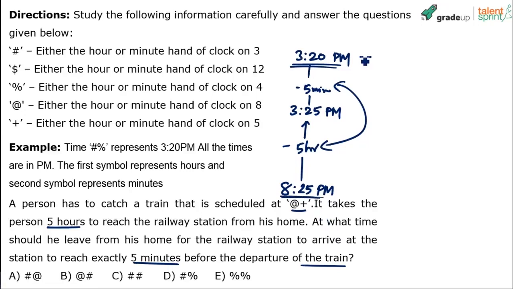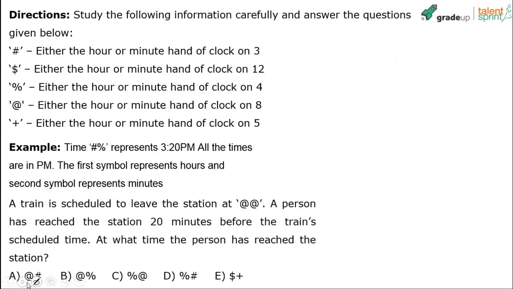But then this 3:20 should be represented in the given format, right? So the hour hand should be at 3. Symbol is hashtag. The minutes hand should be at 20. 20 means 4, right? If you want 20 minutes, the minutes hand should be pointing at 4. And 4 here is percentage. So hashtag percentage is the answer, which is option D. Okay. Let's move to the next question.